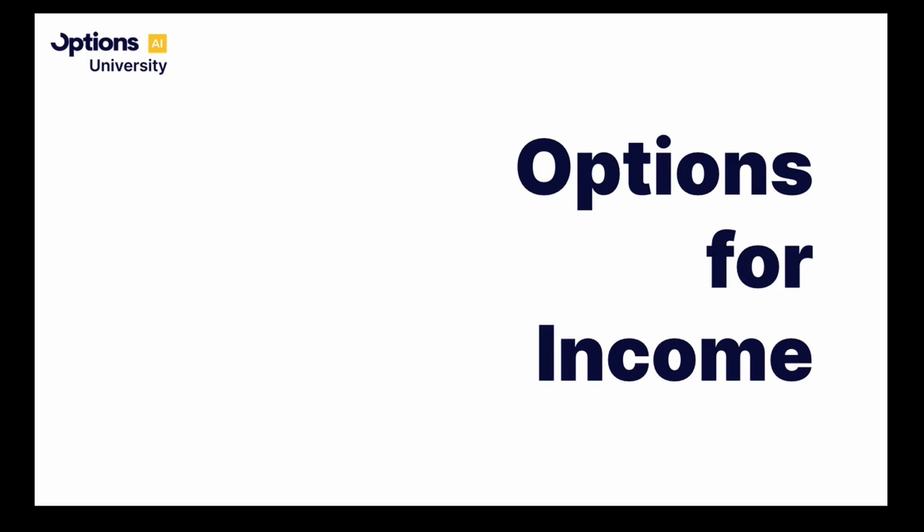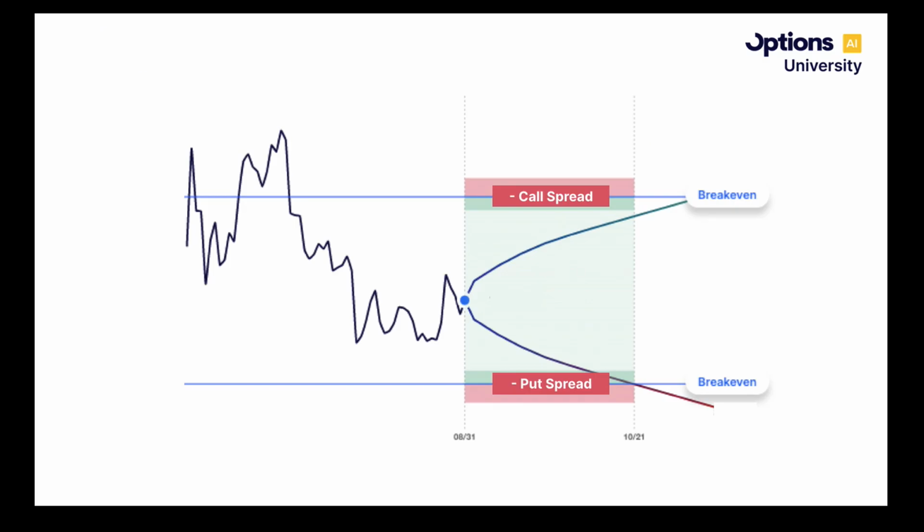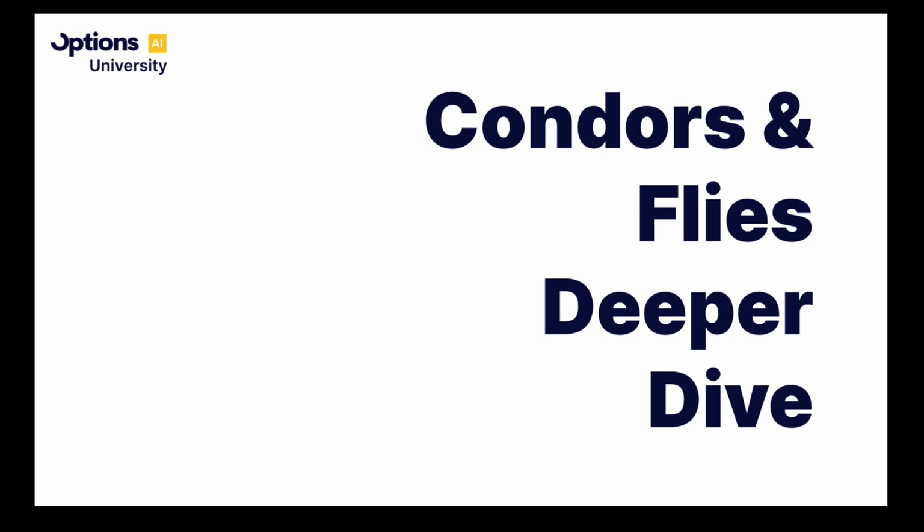In the prior video, we went over the similarities between an iron condor and an iron butterfly. Both trades combine a credit call spread with a credit put spread to create a range or zone of profitability. Now let's look more closely at examples of both, how they differ, and how we might use them.